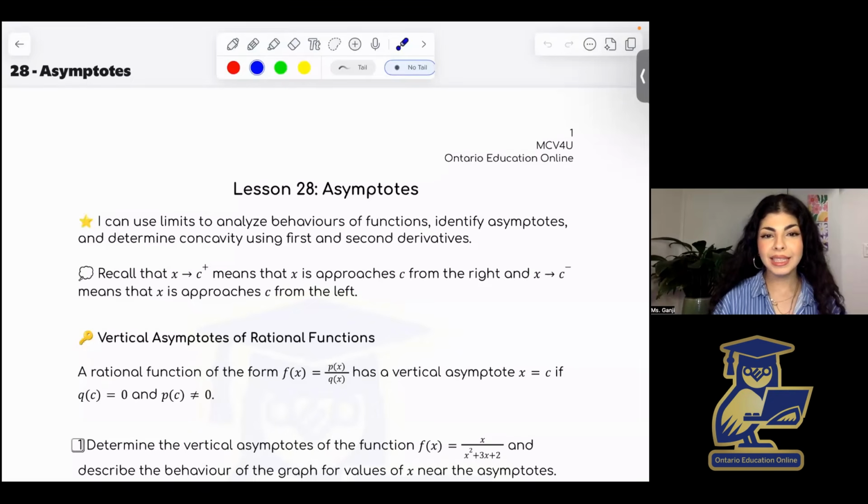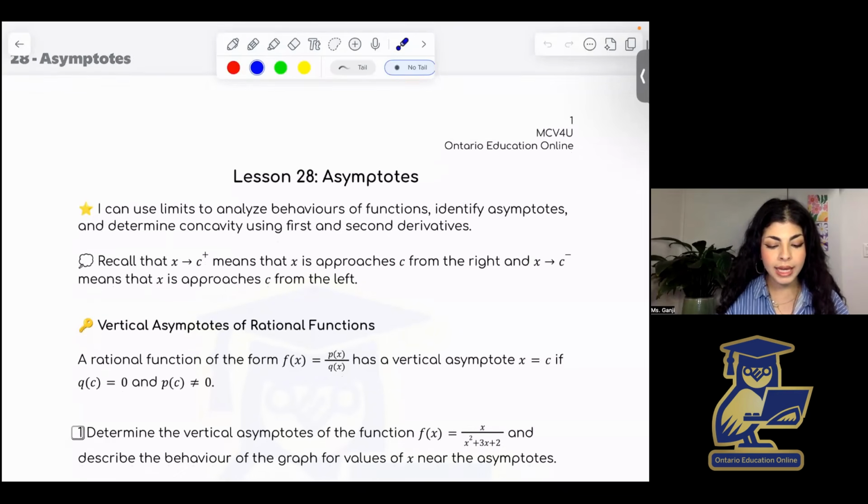Hello and welcome to lesson 28, where today we are looking at another characteristic of graphs and its asymptotes. So we're going to be looking at three types of asymptotes and also how to determine whether a function has an asymptote and how that affects the curve on a graph.